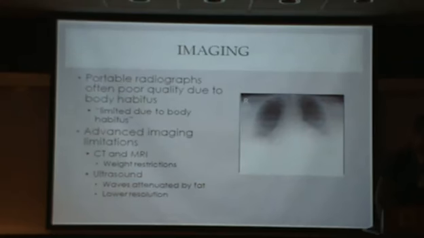Imaging, portable radiographs are of poor quality. I feel like this is commonly seen on a lot of radiographs, limited due to body habitus more and more frequently. And then advanced imaging techniques, CT and MRIs, have limitations as well due to weight restrictions and size. There's a patient when I was a med student who we had to send to the zoo for a CT scan. And then ultrasound has limitations as well. The waves are attenuated by fat, and they have poor resolution.